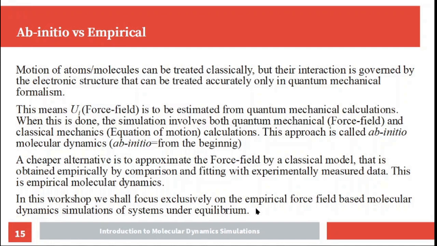Finally, as I alluded to earlier, we need to distinguish between two different types of molecular dynamics simulations, that is ab-initio versus empirical. We agree that motion of atoms and molecules can be treated classically, but their interaction is governed by the electronic structure that can be treated accurately only in quantum mechanical formalism. So this means U(r), that is force field, is to be estimated from quantum mechanical calculations. When this is done, the simulation involves both quantum mechanics and classical mechanics. For example, force fields are described by quantum mechanics, and equation of motion calculations are done using classical mechanics. This approach is called ab-initio molecular dynamics, where ab-initio means from the beginning or without making any assumptions.